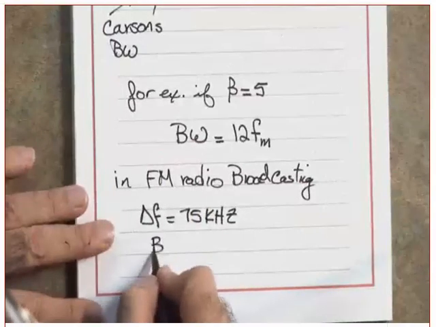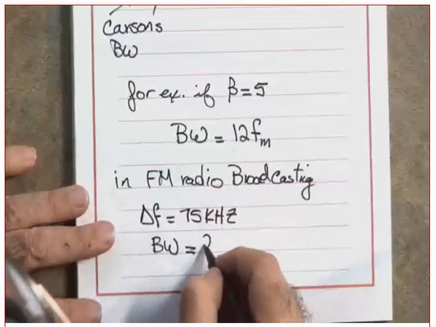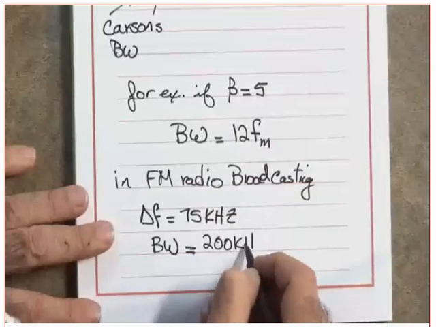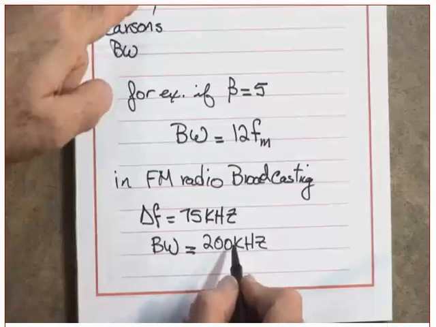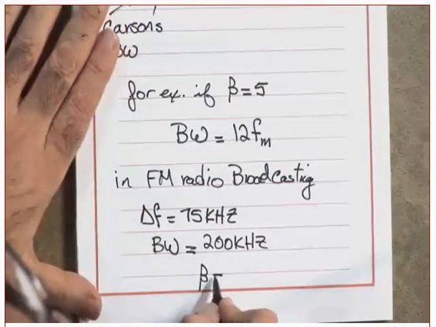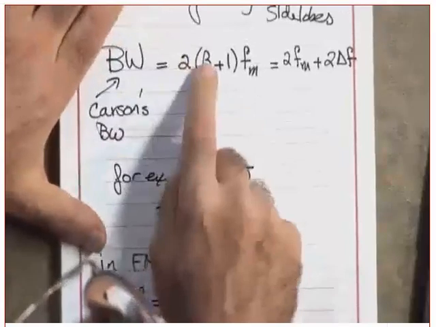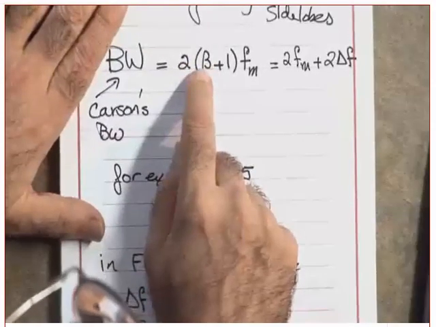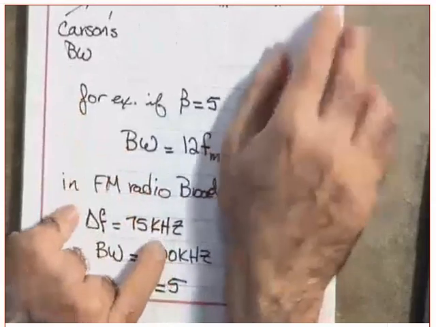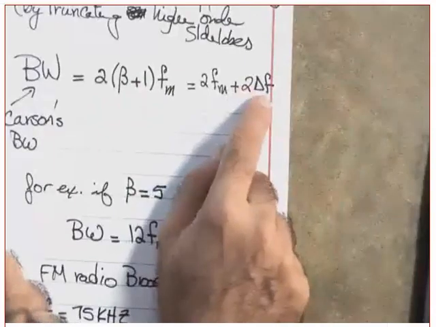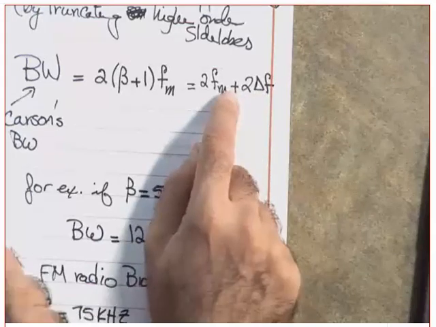Okay, and the bandwidth? Anybody? For FM, each channel, 200 kilohertz. Notice, by the way, this is a little bit above the Carson's rule. Why? By the way, beta is roughly 5. If beta is 5, listen to me, then the delta F is 75. So what do you get? 2 times 75 is 150. Yes?